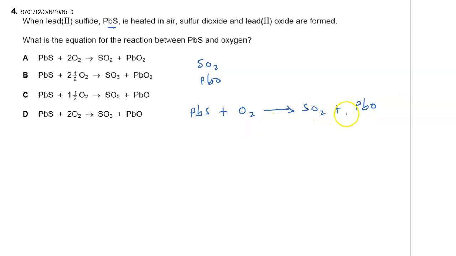Okay. Balance oxygens. You can see on the left hand side we have 3 oxygen, we have 2 here, so we multiply by 3 over 2. 3 over 2 is the same as 1 and 1.5. So I think it's balanced. Lead 1 here, sulfur 1 here, sulfur 1 is balanced. So you look at the answers, the answer is right there, is C.